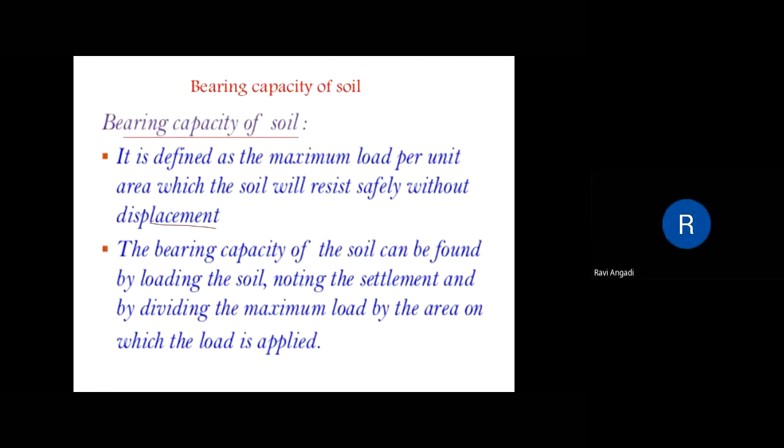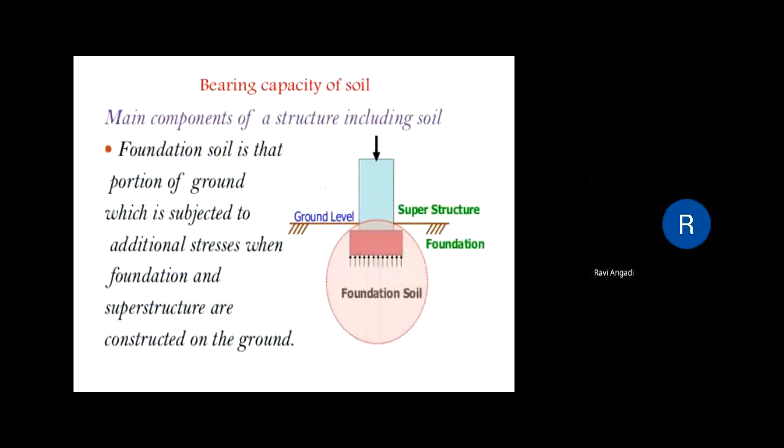The bearing capacity of the soil can be found by loading the soil, noting the settlement, and dividing the maximum load by the area on which the load is applied. This is what we call the load per unit area, the bearing capacity of the soil. I discussed this in detail in the previous module.